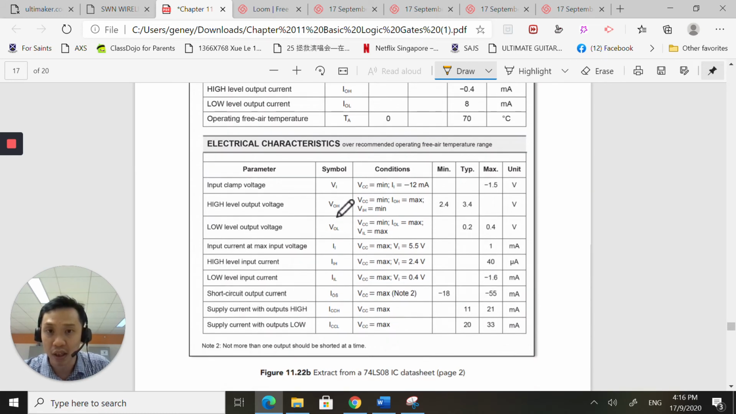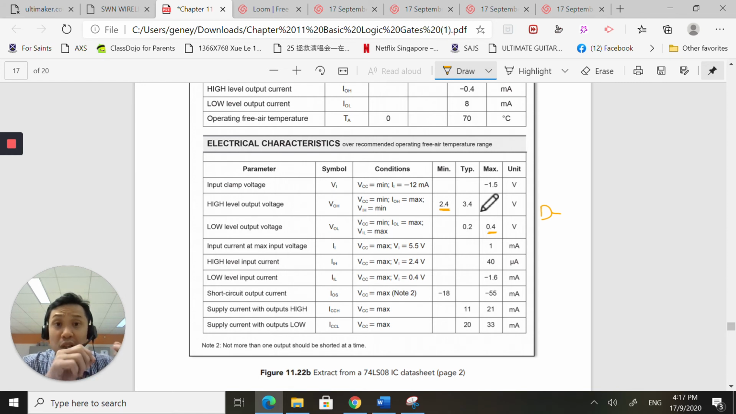Okay, and this one, in case you are interested in knowing, the output. The minimum output it'll give for a high is actually 2.4 volts. And the maximum output for a low it'll give is 0.4. So even the output is not going to give you a nice 5 volts or a nice 0 volts. So when we are doing the practicals, don't come to me and say, oh, there's something wrong.